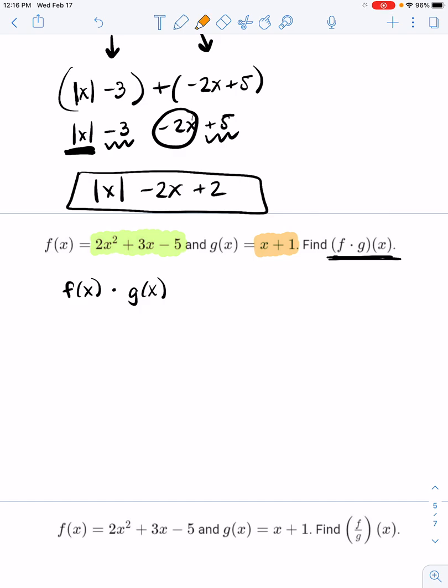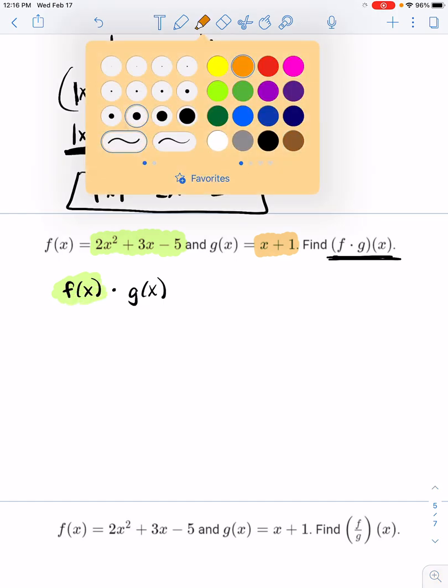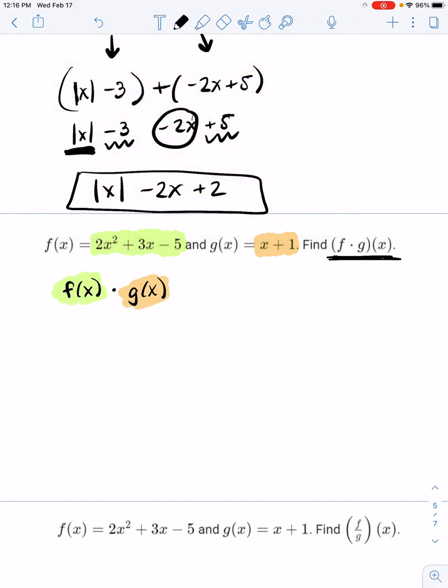So again, if I stay consistent with my highlighting, f of x is right here in green. G of x I'm going to highlight in orange, and I'm going to plug my functions in, okay? So f of x, that whole function in green, 2x squared plus 3x minus 5, times g of x, that whole function in orange, x plus 1, okay?